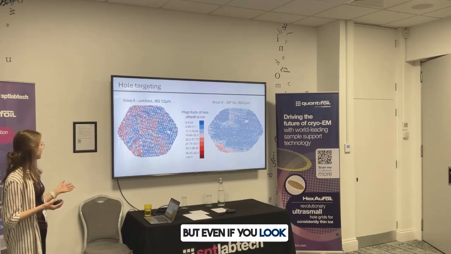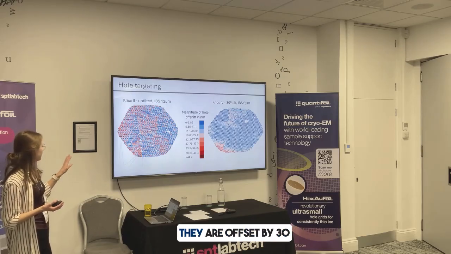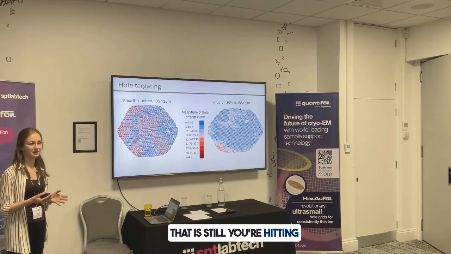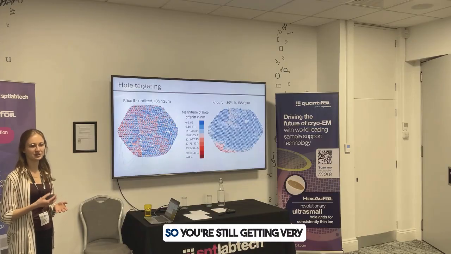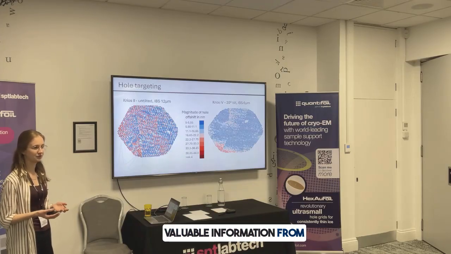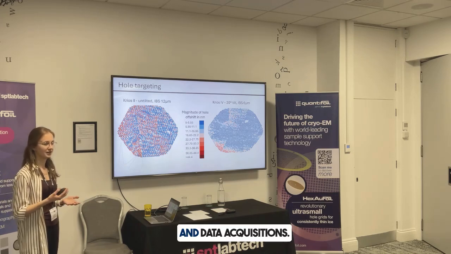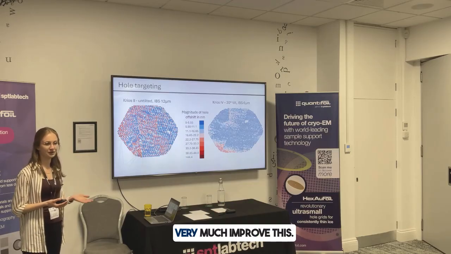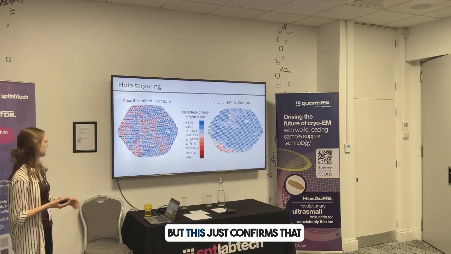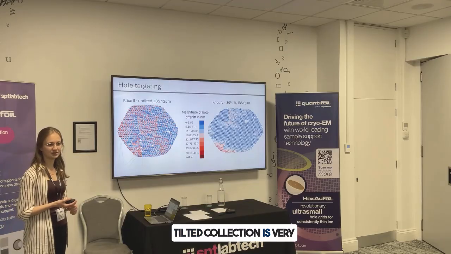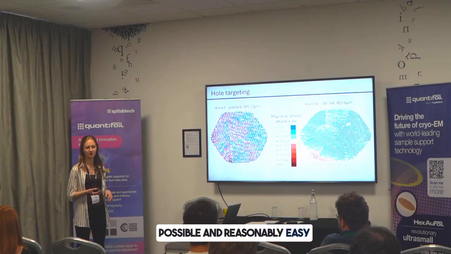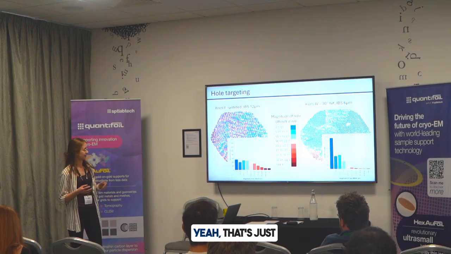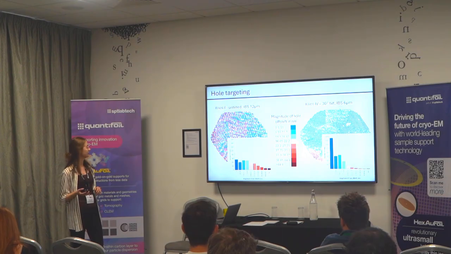But even if you look at the red holes, they are offset by 30 to 40 nanometers. You're still hitting 70 to 80% of your holes, so you're still getting very valuable information from each of the data collections and data acquisitions. So it's actually not that bad, and we think we can very much improve this. But this just confirms that tilted collection is very possible and reasonably easy to do on HexAuFoils. Yeah, that's just the distribution.